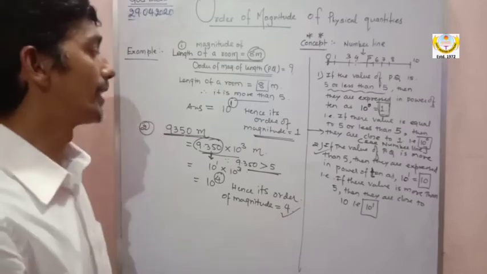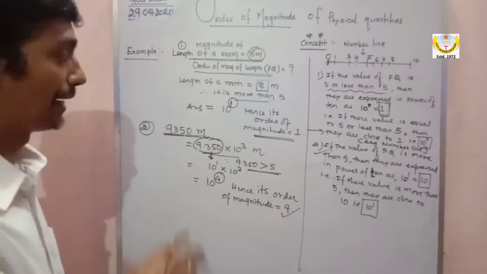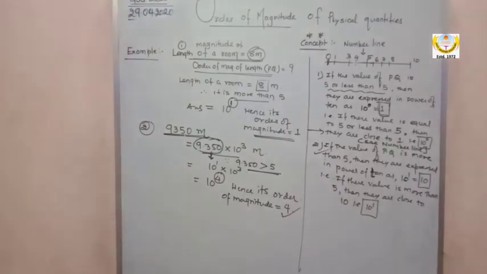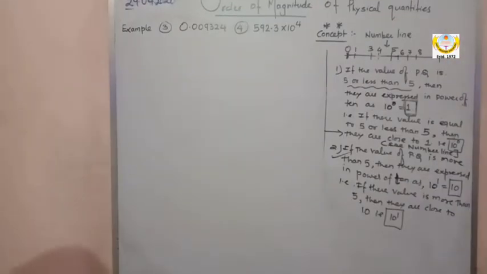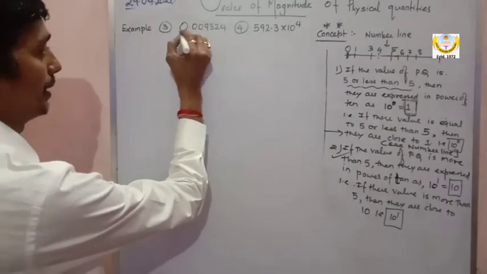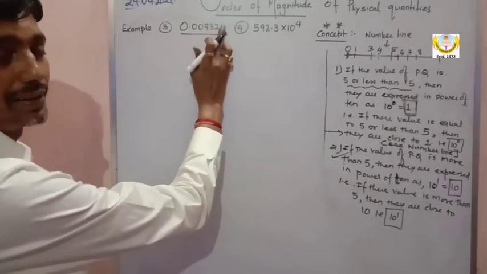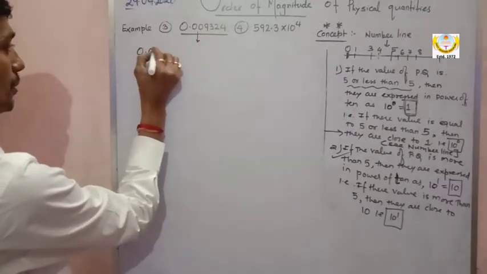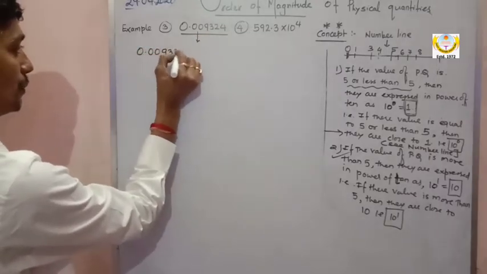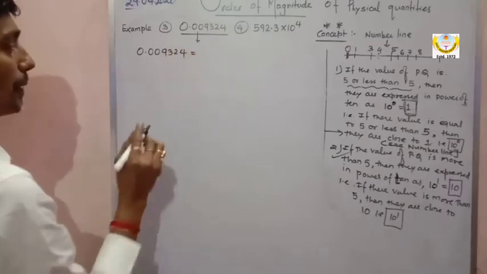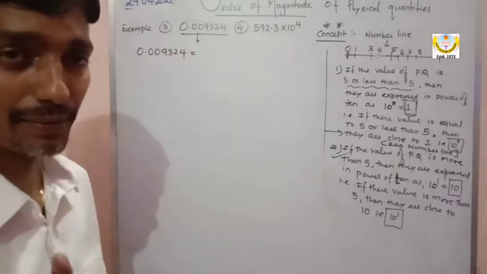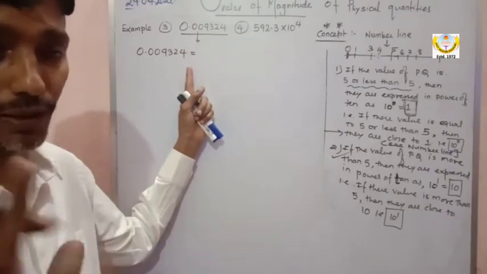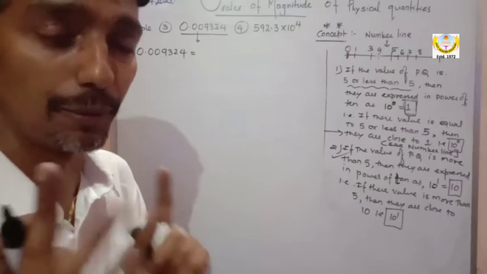Okay. Now look at another example. Sure, I will give you 5-10 examples so that you will understand the topic. Now let's go to the next example. Example number 3, it is given 0.009324. Now my dear, the question is 0.009324. Let us count it out. First I will make it into one digit. Here there are so many digits. I will make it into one digit. That is the first compulsory rule. Then only you can solve the order of magnitude, my dear.